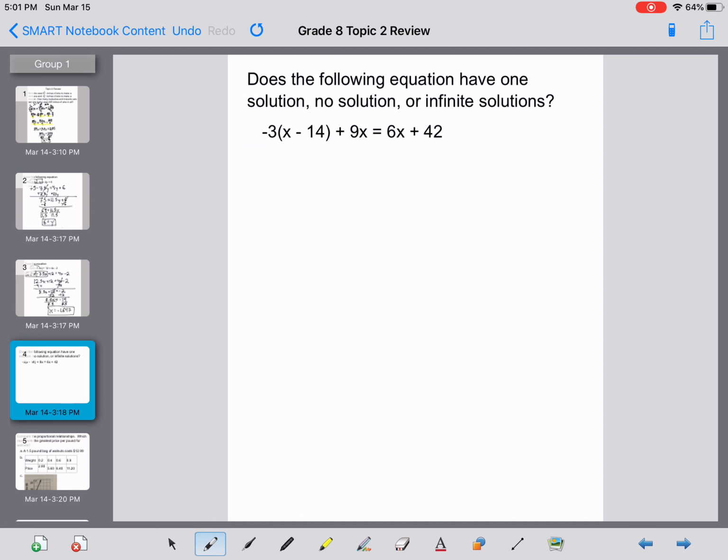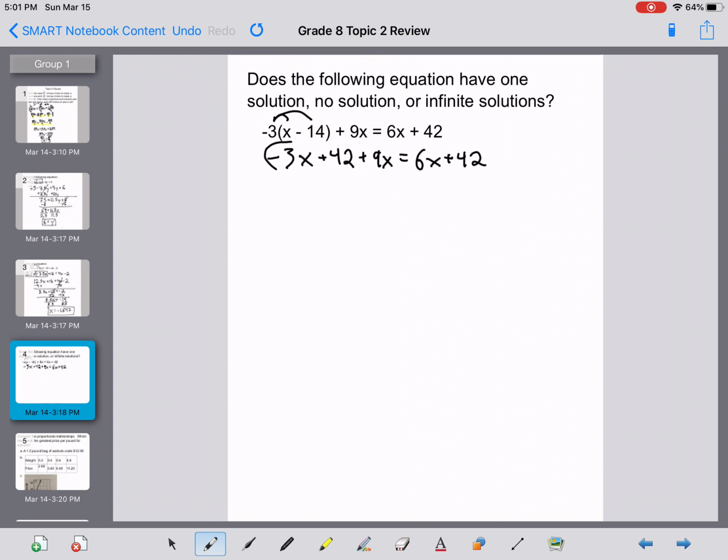I'm going to start by using my distributive property. Negative 3 times x is negative 3x. Negative 3 times negative 14 is positive 42. Plus 9x equals 6x plus 42.